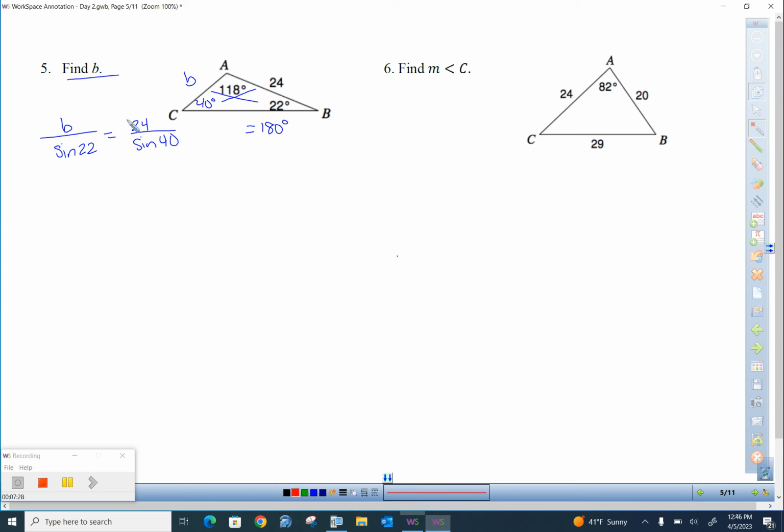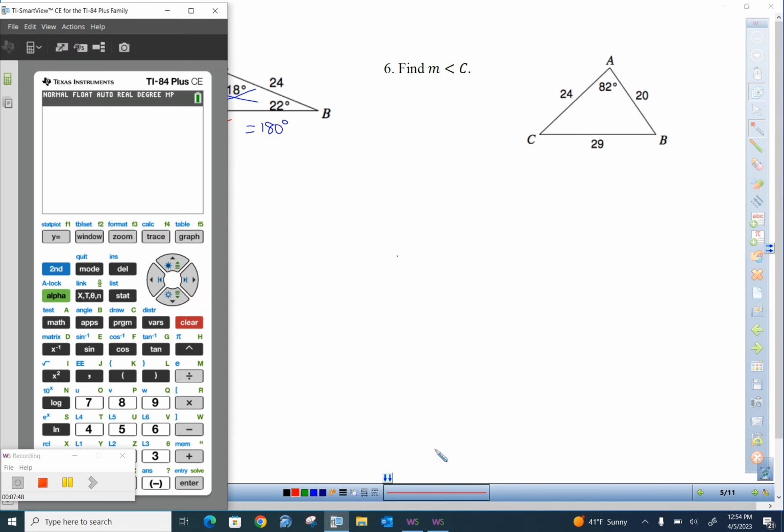Okay, when we see proportions, we like to cross multiply, and you're welcome to do that. But if you set it up with the variable on top, you really only need one step to solve. And you don't have to write this, I'm just showing you so you can see it. All we have to do is multiply that sine 22 over. Now when you type this in, you do have to be careful.